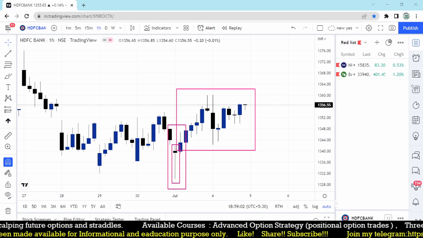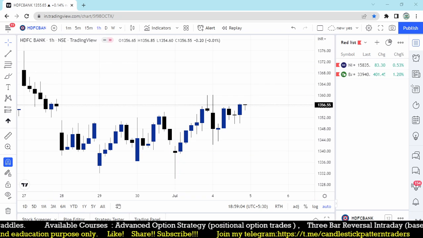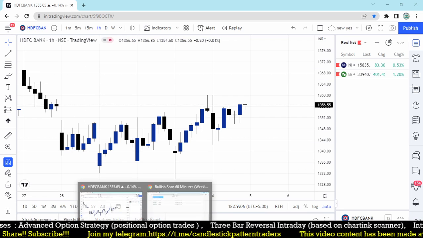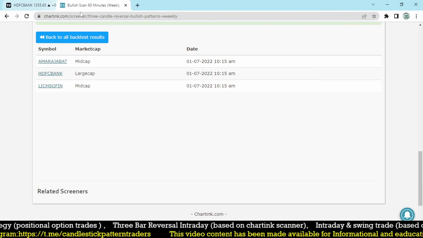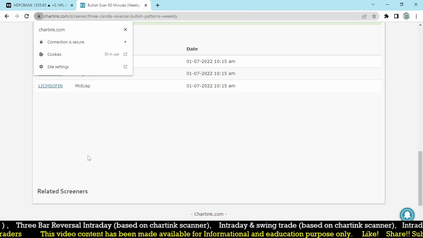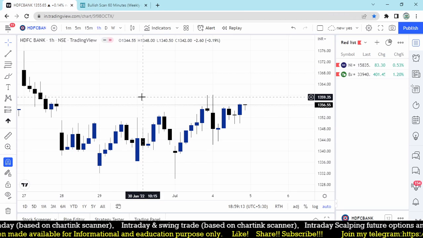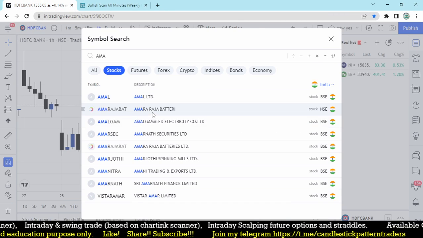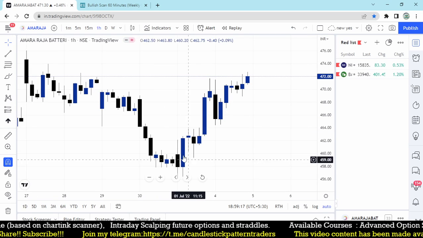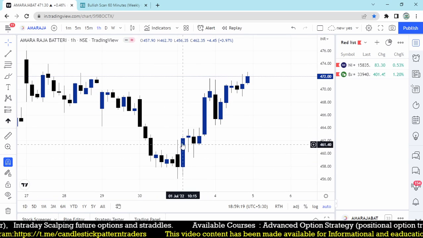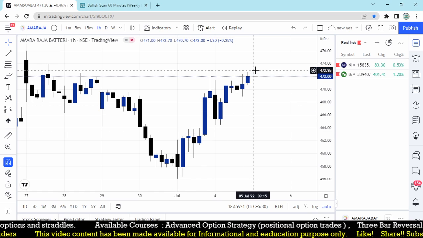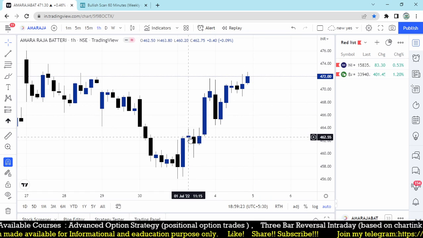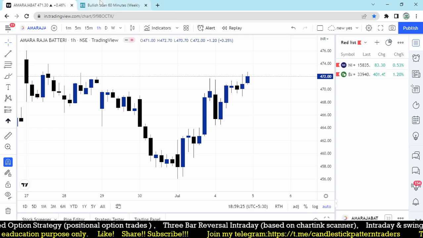So you should understand whether what you are using is going to give you good profit. It is 100% giving you good profit. And LIC and Amara Raja Batteries. Let's go for Amara Raja Batteries. Let me see this one, I think at 10:15. From that entry point, it is moving towards 472. Almost 10 rupees has moved up in 2 days.